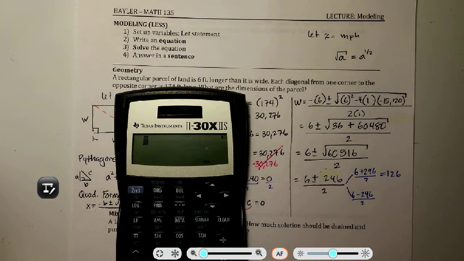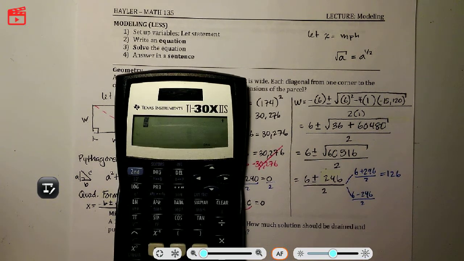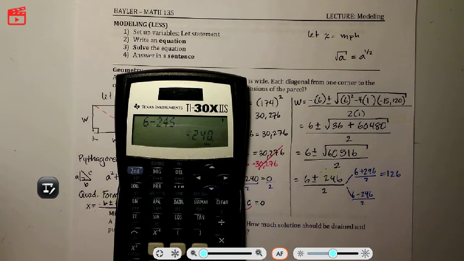The other answer, okay, remember this is quadratic. We're going to get two answers most likely. 6 minus 246. Divide that by 2.